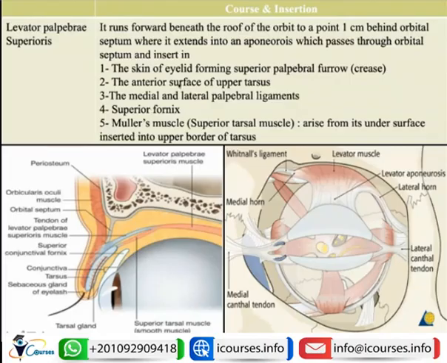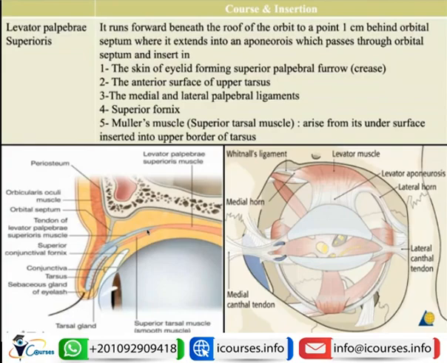The first insertion is into the skin of the eyelid. Here is the skin of the eyelid, and the levator palpebrae muscle aponeurosis will be inserting into this skin, making an important anatomical feature, which is called the crease or the superior palpebral furrow. So our upper lid crease is made by the insertion of the levator aponeurosis.